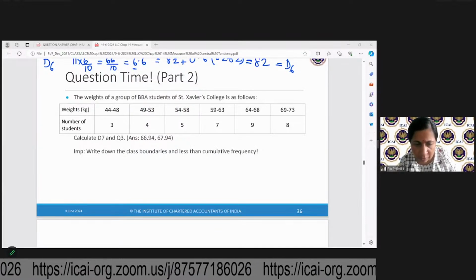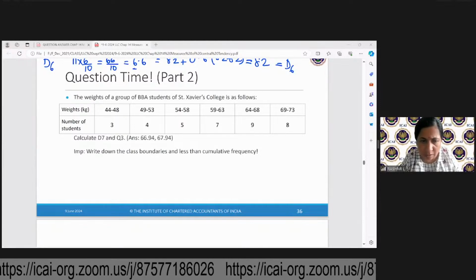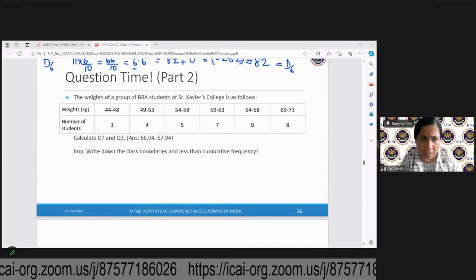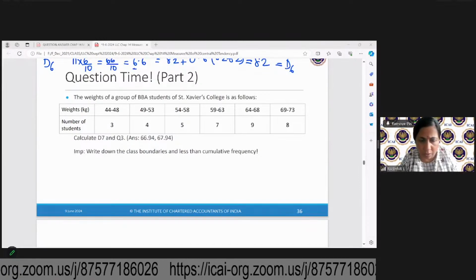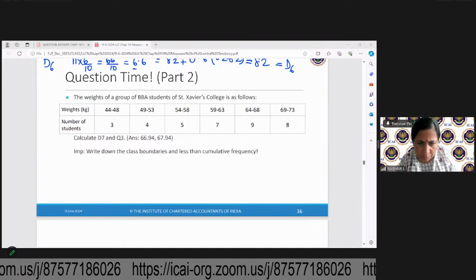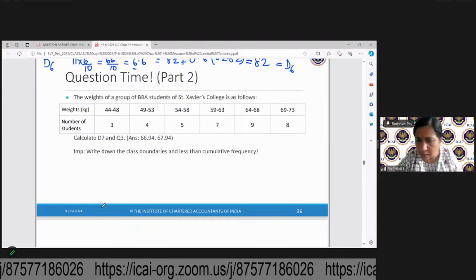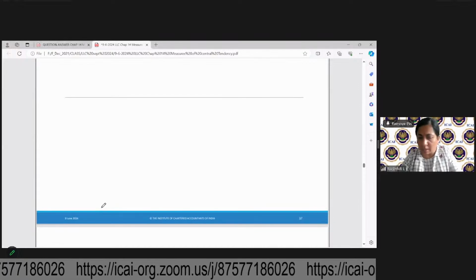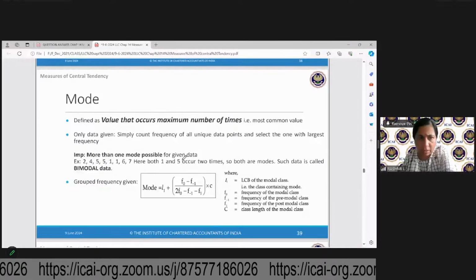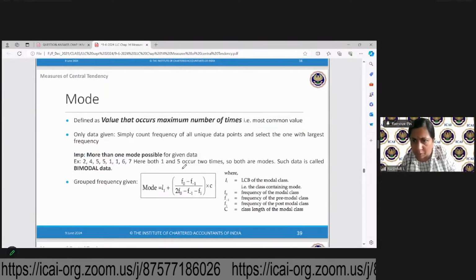Let me see if I have written it for D7. Okay. I just hope you are able to follow this. Let me see what Garvit needs. If there is any doubt, just let me know. Otherwise we can move to mode, because we are running out of time also.